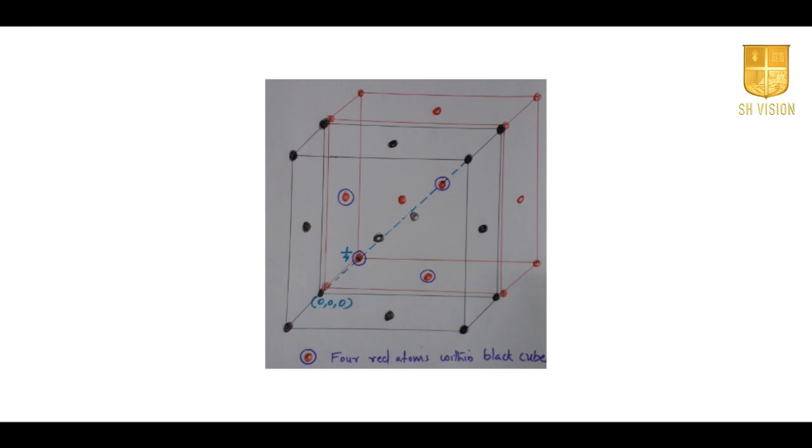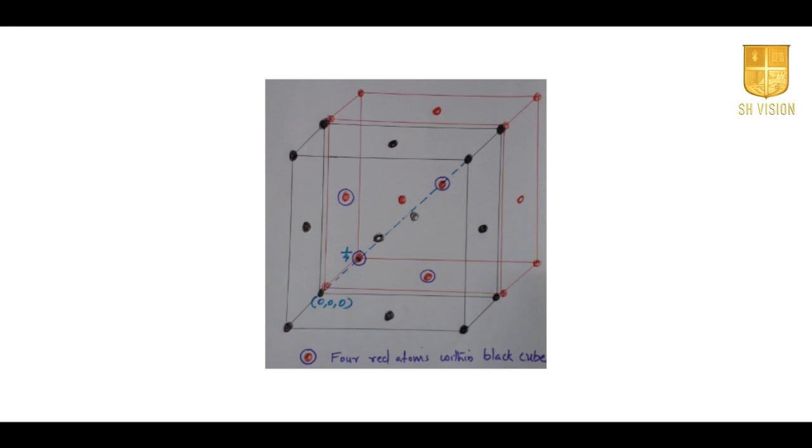Similarly, if we apply these phase centering translations to any of these red lattice points, then we will be able to reach all red lattice points. But by repeated application of these phase centering translations on the lattice points associated with the black cube or this black lattice site, we will not be able to reach this red lattice site.